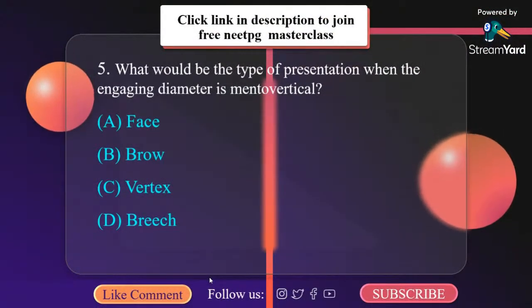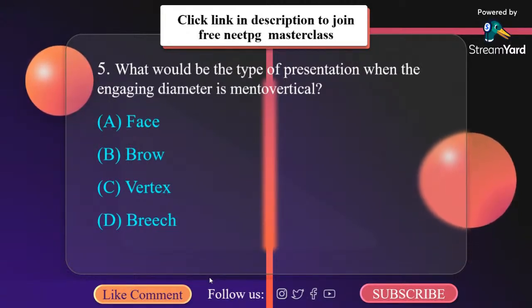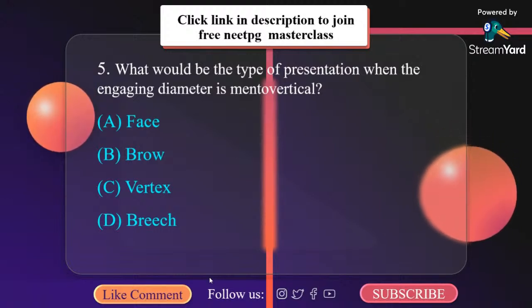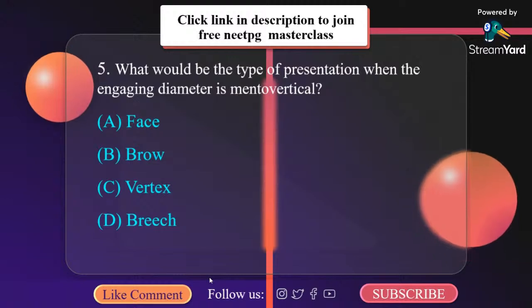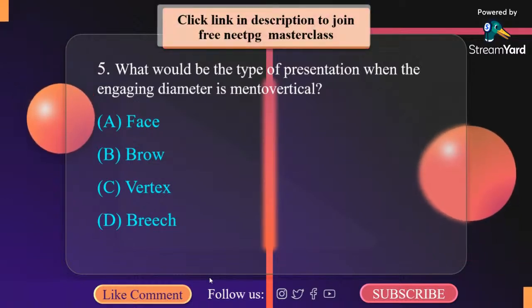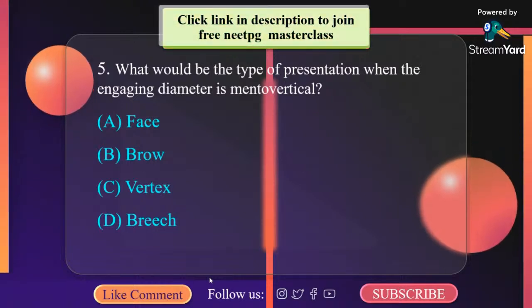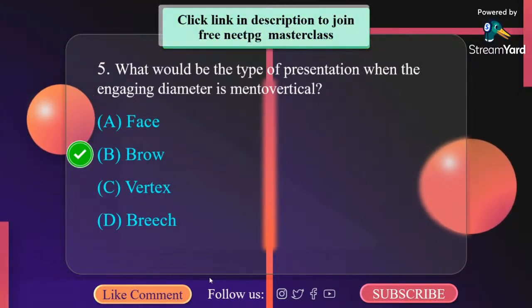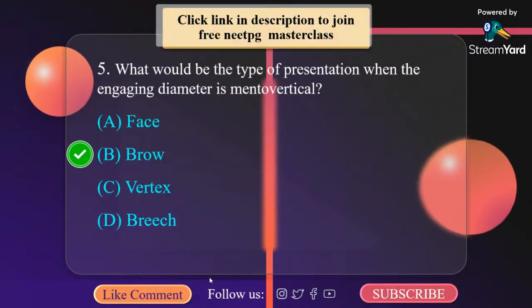What would be the type of presentation when the engaging diameter is mentovertical? A. Face, B. Brow, C. Vertex, D. Breech. So what do you think is the correct answer? It is brow presentation. When the engaging diameter is mentovertical, it is brow presentation.